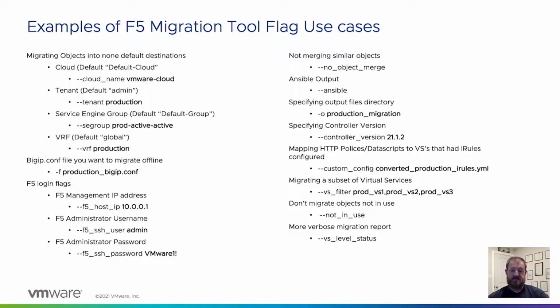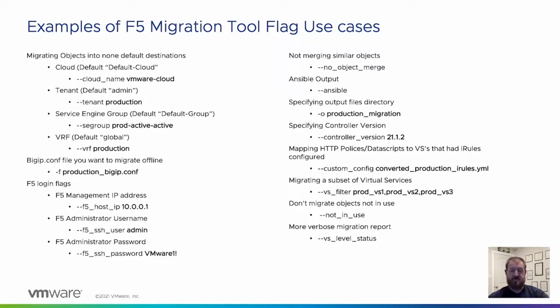Here are some examples of migration tool flag use cases. The tool has defaults, so you don't need to call every flag unless you need to. For instance, if you are wanting to migrate to a non-default cloud, call the cloud flag followed by the cloud name. A non-default tenant, call the tenant flag followed by the tenant name. If you want to do some offline migration work, you can get the bigip.conf from the customer and use the -f flag to call the bigip.conf.